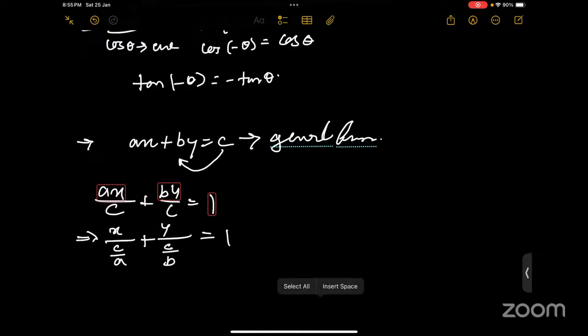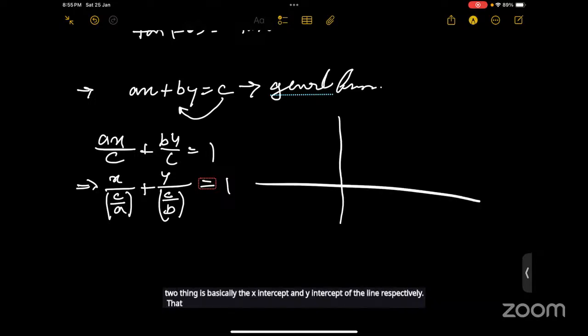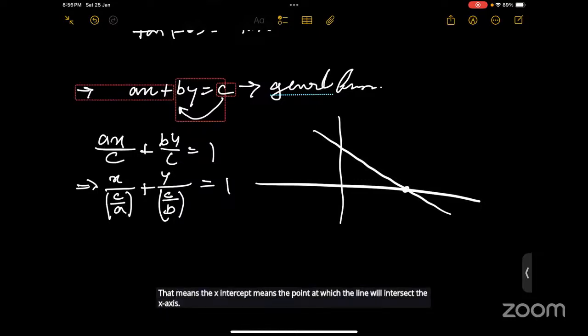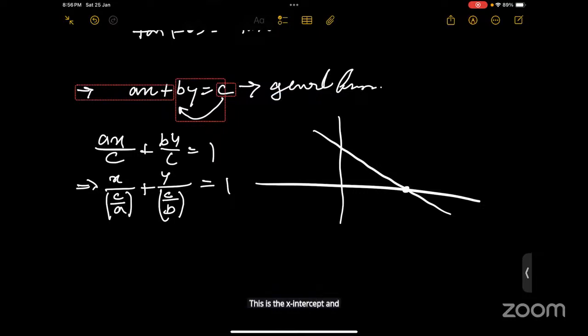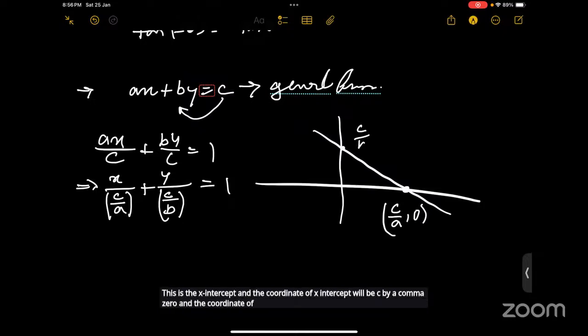Okay, so from the general form we express the straight line in another form, and this form is called the intercept form, right? Why intercept form? Because these two terms are basically the x-intercept and y-intercept of the line respectively. The x-intercept means the point at which the line will intersect the x-axis, and the coordinate of the x-intercept will be c by a comma 0, and the coordinate of the y-intercept will be c by b comma 0. Okay, this is the intercept form.